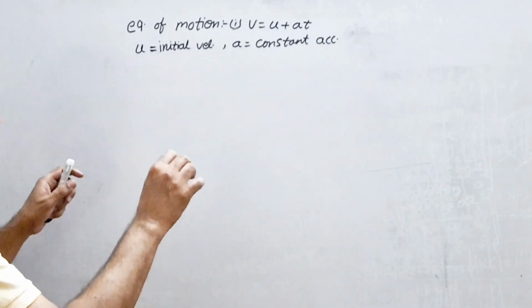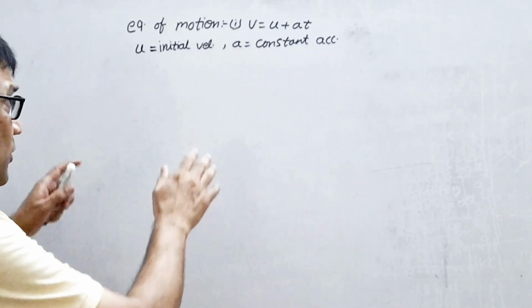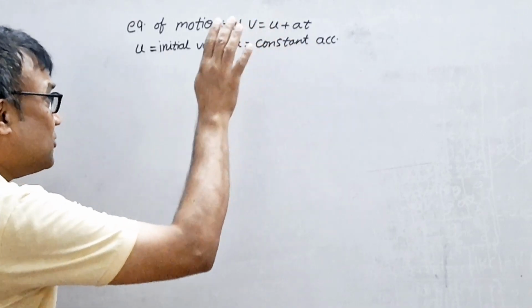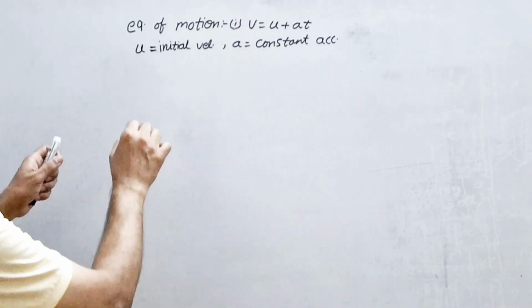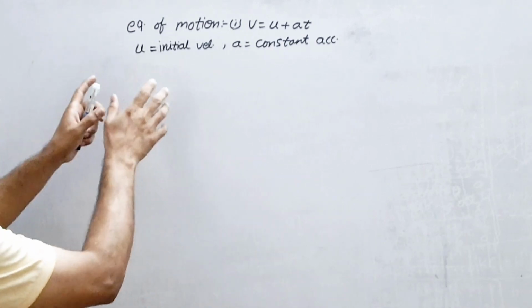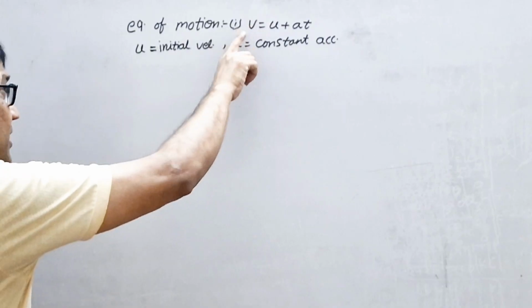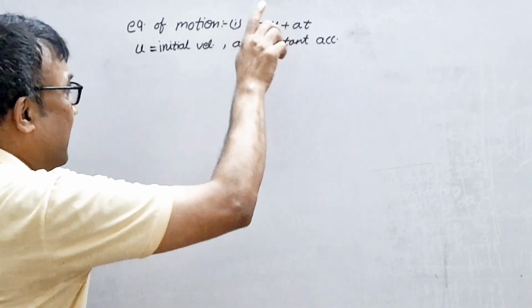All equations of motion are valid only if acceleration is constant. So in this equation, a represents constant acceleration and u represents initial velocity of the motion. Therefore, u will be constant throughout the motion. So in the first equation, there are two variables, v and t.